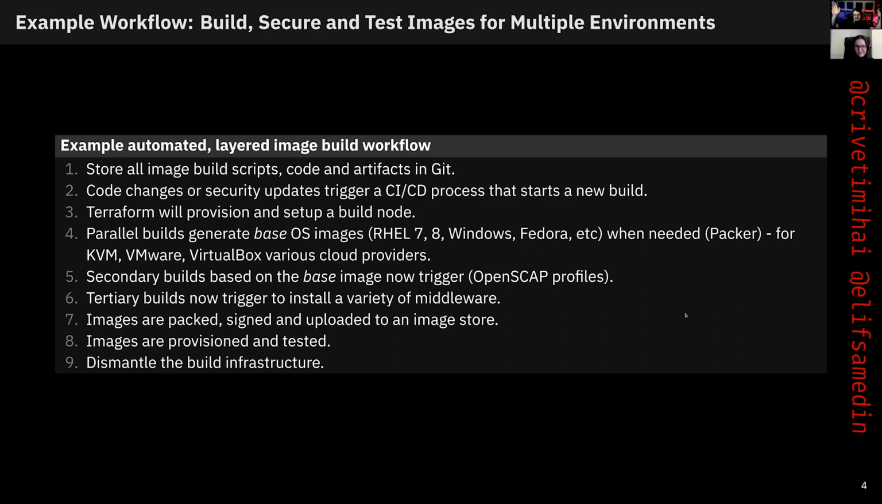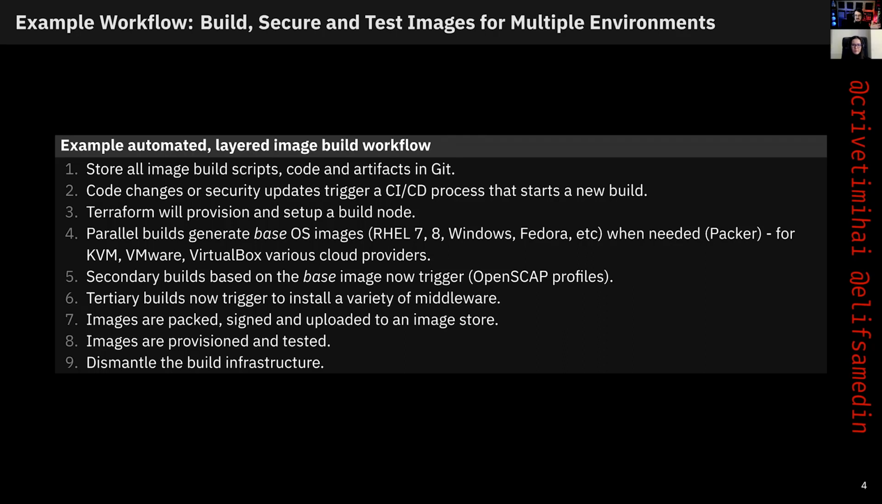So let's take a look at the potential workflow for building an image environment for immutable images with Packer. We're going to store all artifacts in Git or some other kind of version control repository, and any code change will trigger a CI/CD process that starts a new build. Terraform can build a build node. Why would you want that? Because you don't want to use up resources unless you're doing an image build.